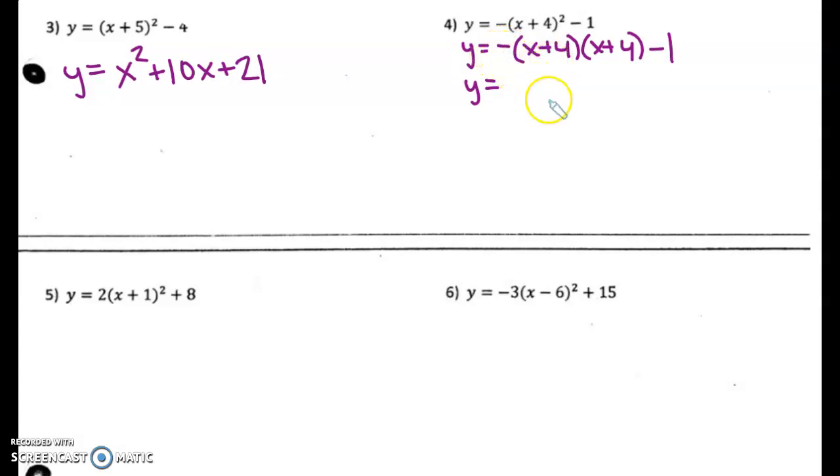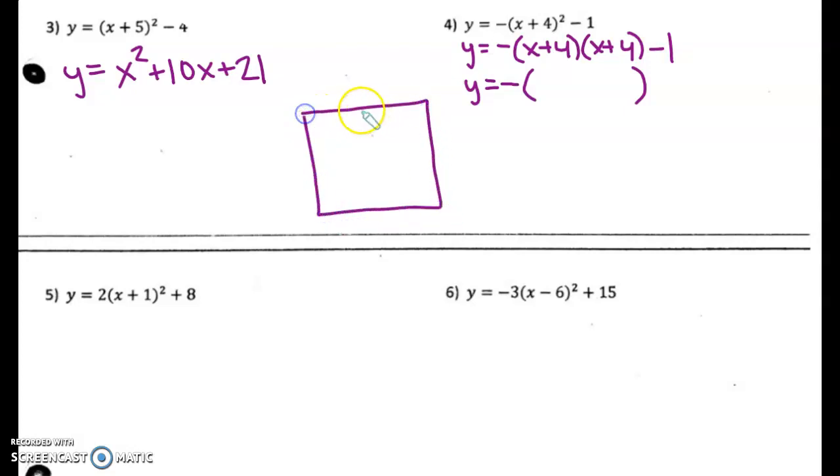But what I like to do, what I think is easier, is to just keep the negative in the front and multiply the x plus 4 and x plus 4 together, so I don't have to worry about any extra negatives. Okay, so I'm going to come out to the side and do x plus 4 times x plus 4. So x times x is x squared. X times 4 is 4x. 4 times x is 4x. And 4 times 4 is 16.